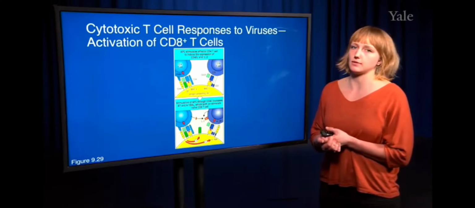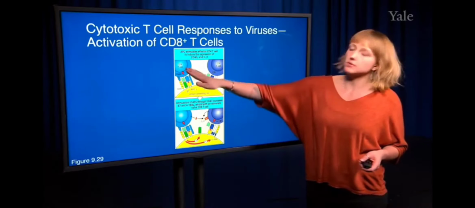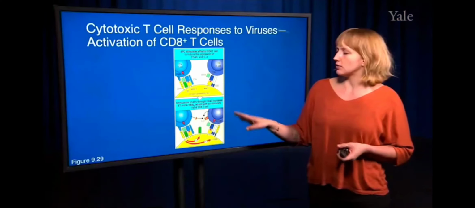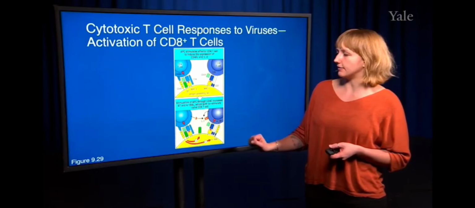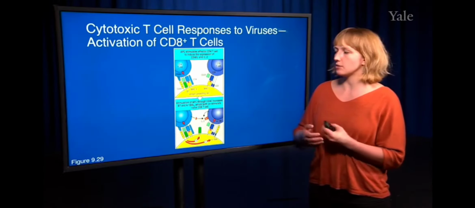So what happens is that when an APC interacts with a CD4 cell via an MHC class II molecule, seen here, this recognition induces the expression of CD40 ligand, seen here, and IL-2. Now, the stimulation of the APC through CD40, so again, that interaction between the CD4 cell and the APC, increases the presence of B7 and 4-1BBL, and these are both really critical to co-stimulate the CD8 cell.